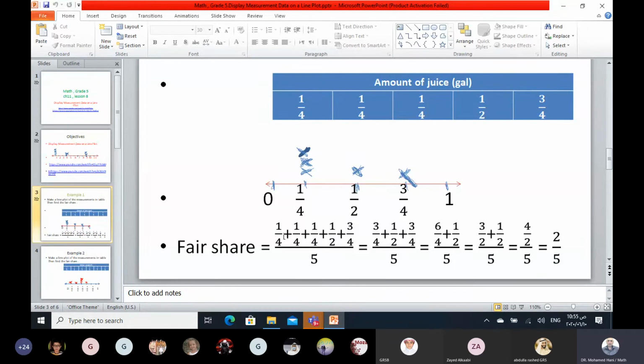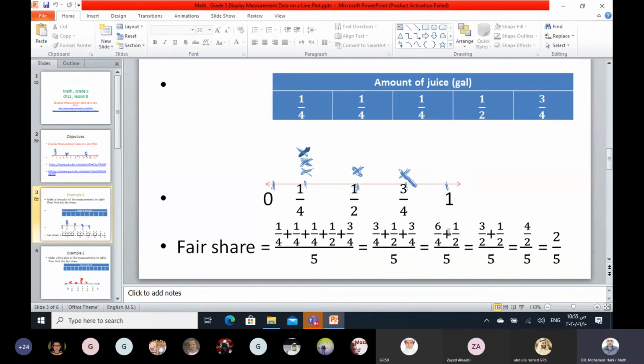Now when you want to add the fractions, add the like fractions. For example, here we have 4 and 4 and 4. We can add directly here. 1 plus 1 plus 1 will be 3/4. Then here we have 1/2. Then here we have 3/4. Then we can add here 3/4 and 3/4. 3 plus 3 will be 6/4 plus 1/2.